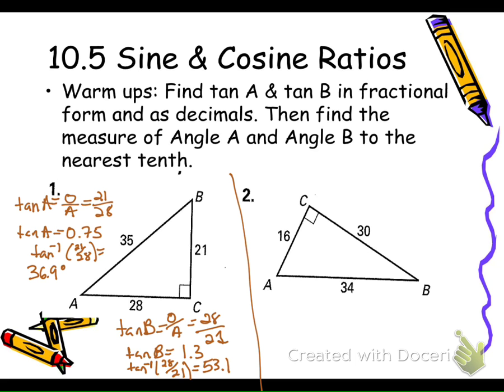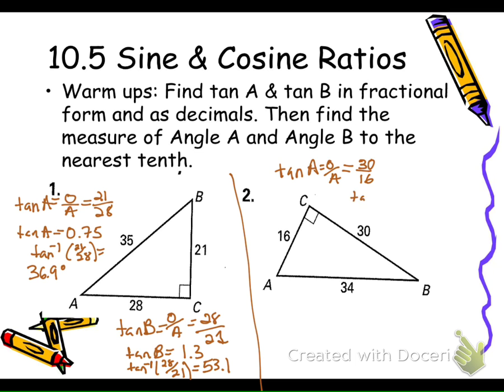So we start with tangent of A. So tan A. Tangent is still opposite over adjacent. Opposite of A, Mario, what is it? 30. What's adjacent to A? 34. Be careful there. 16. 34 is our hypotenuse because it's across from the right angle.